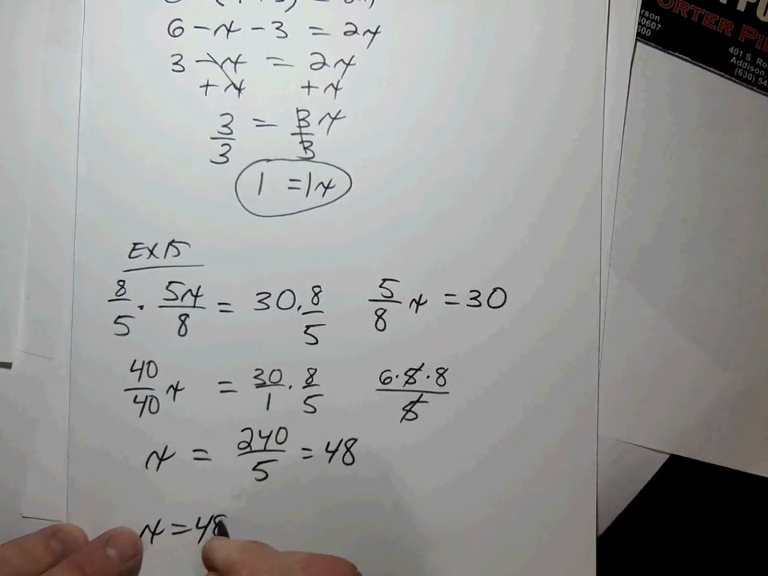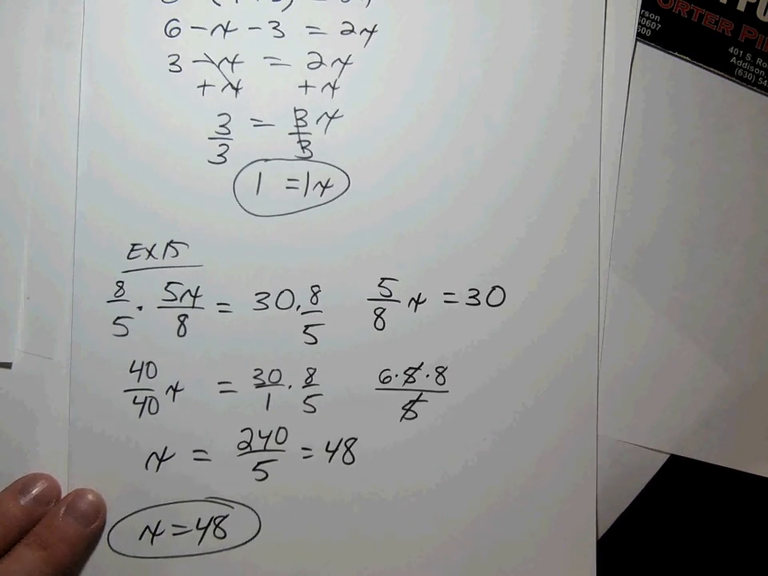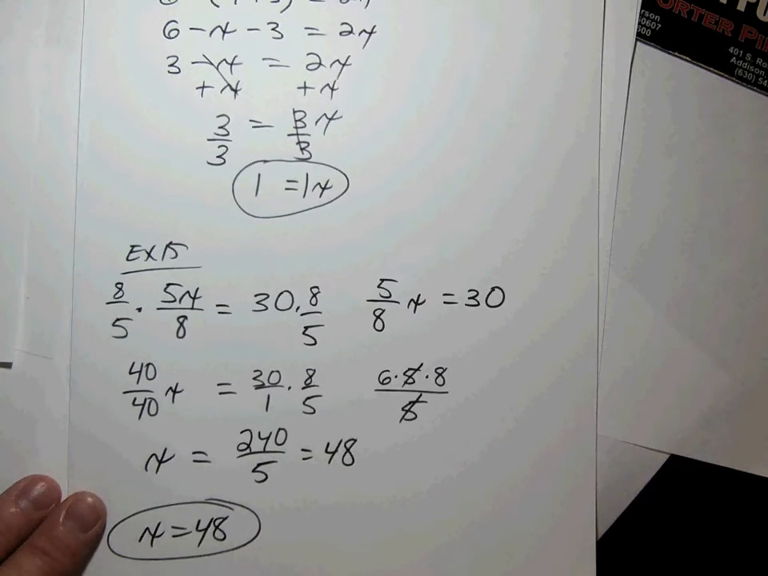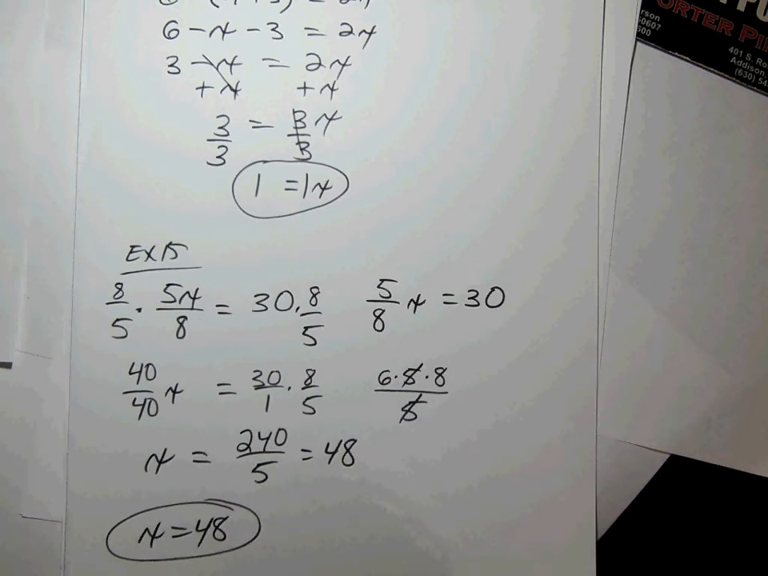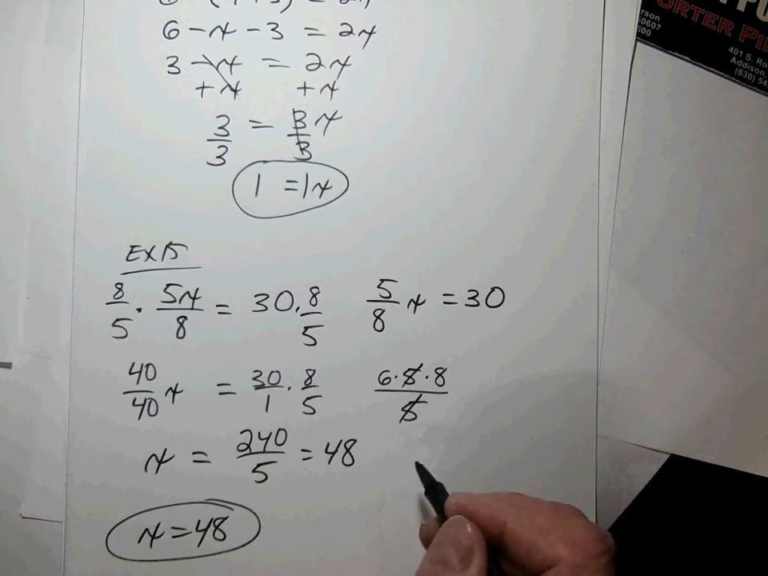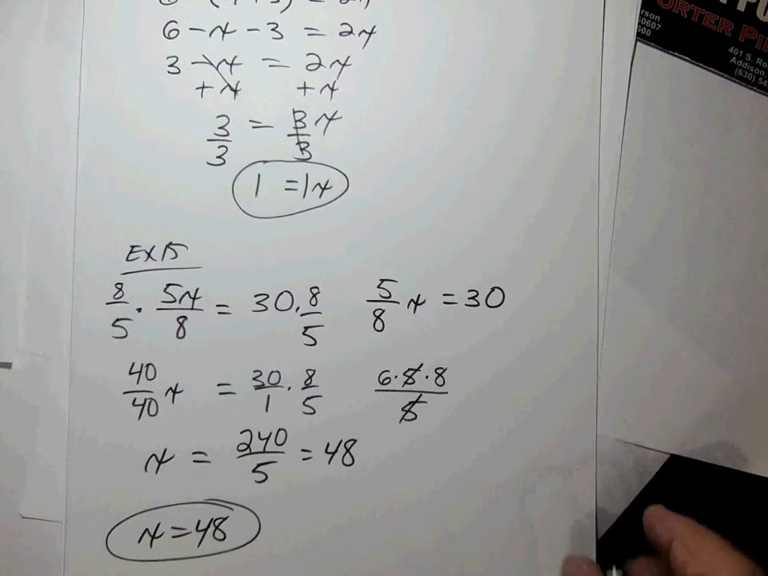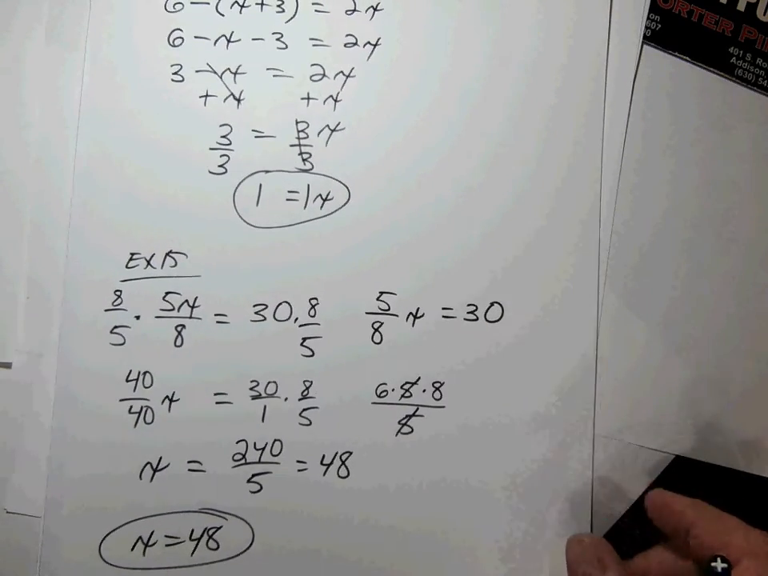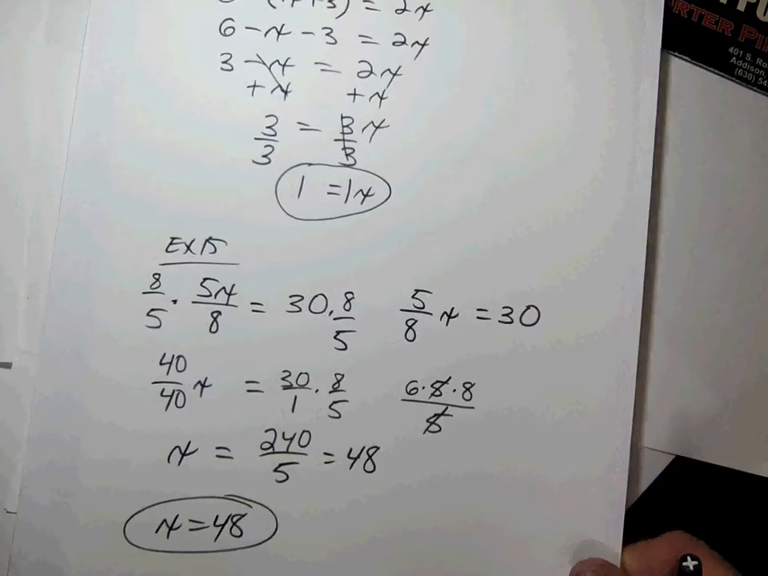A little more proper way to write it would be on its own fresh line instead of doing what I just did there. It's always kind of proper to just say x equals, x equals, x equals all the way down the line instead of continuing along to the right. Okay, now part B of example 15. I want to work it a couple different ways.